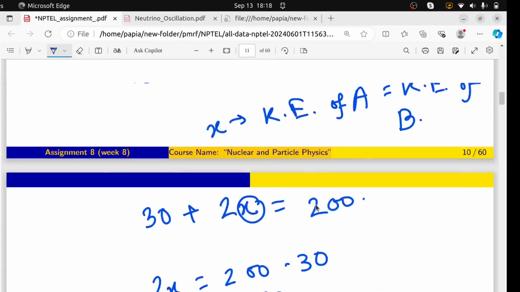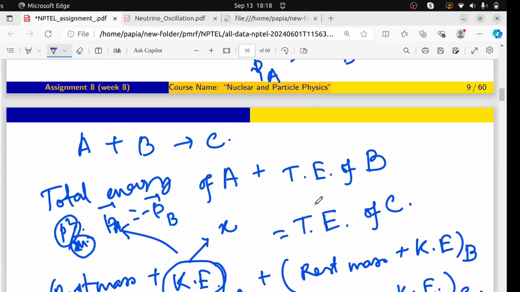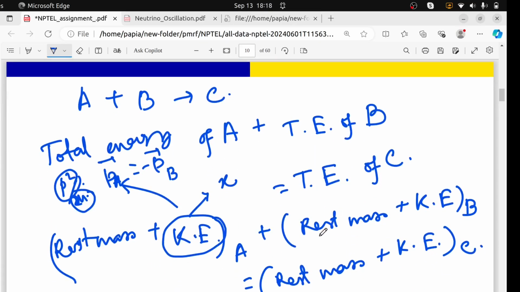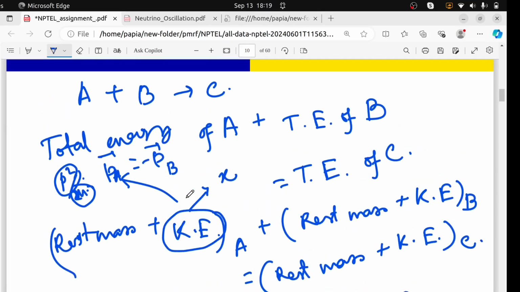So for this question, what we have done, we have just mentioned here that the total energy of A and total energy of B should be equal to total energy of C. The total energy means the rest mass energy plus kinetic energy, and similarly for B also, rest mass energy plus kinetic energy, and for C, rest mass energy plus kinetic energy. As we have seen, in center of mass frame, the momenta of A and B will be the same but with a different direction. And as the masses of A and B are exactly the same, the kinetic energy of A will be the same as kinetic energy of B. Now for C, the kinetic energy will be 0 because C will be at rest in the center of mass frame system.